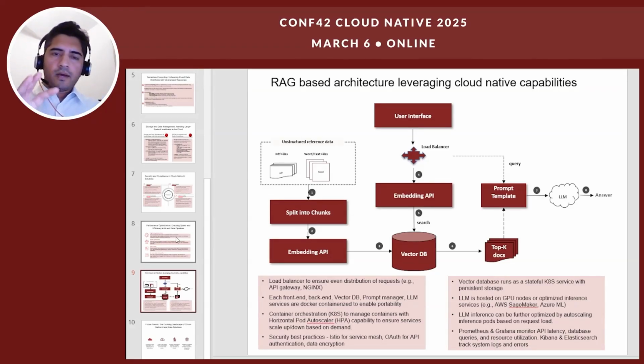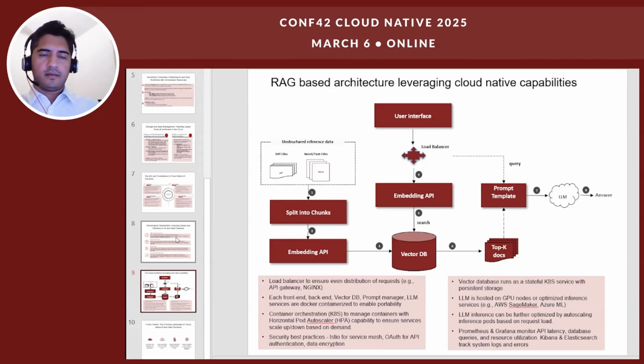Now, how does it translate to the cloud-native capability? Again, this is the RAG. It is not advanced RAG. But when you look at the load balancer side of it, which is to ensure even distribution of requests, right, which is very important. And we can also use a load balancer on the LLM side of it as well, which I have not shown in this diagram, in this architecture, but a load balancer is really critical, number one.